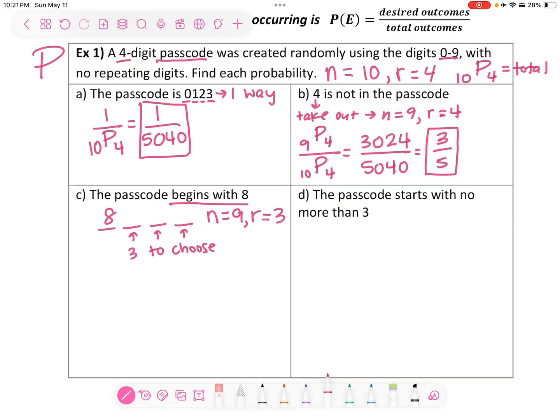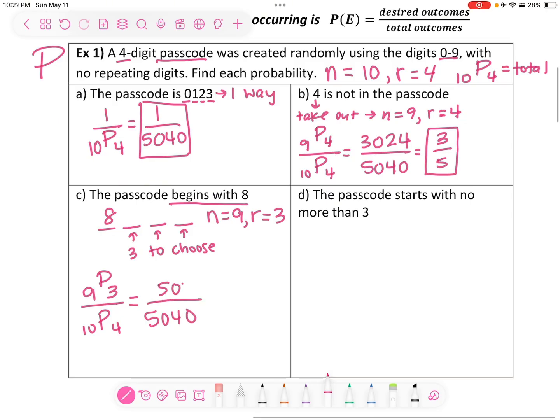So that's what R is going to be. So for our numerator, for our desired outcomes, it's going to be 9 permutation 3, but it's still 10 permutation 4 for our denominator. So the denominator is still 5040. Go ahead and do the other one, and that's 504 when I do that one in the calculator. And we're going to simplify that to 1/10, and that is our probability.